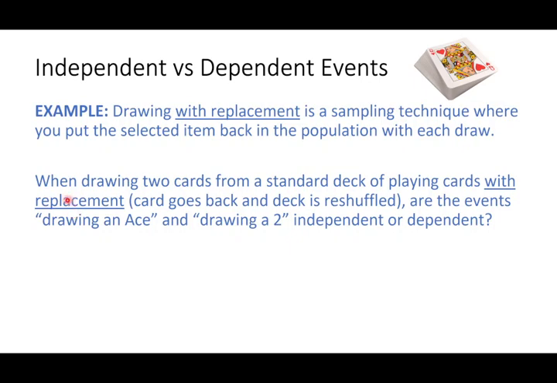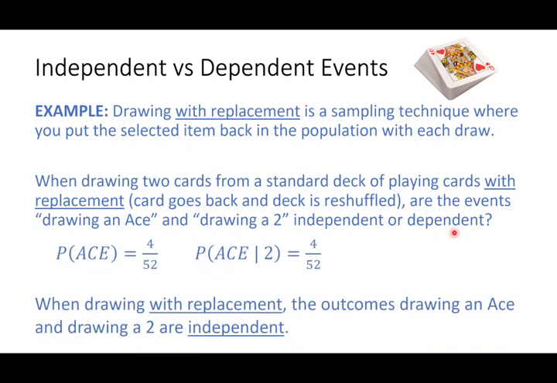This is not the normal way you play cards, but let's suppose we're drawing 2 cards with replacement, which means we're going to draw a card, look at it, write down what it was or remember it, put it back in the deck and reshuffle the cards and draw again. So in this scenario, are the events drawing an ace and drawing a 2 independent or dependent? So we can set up our little given.